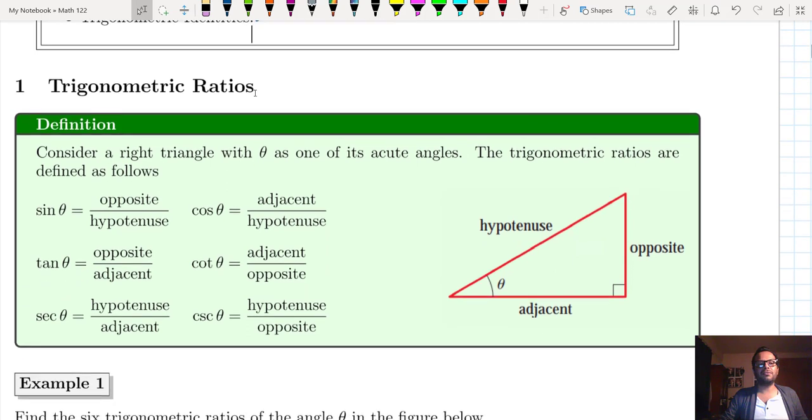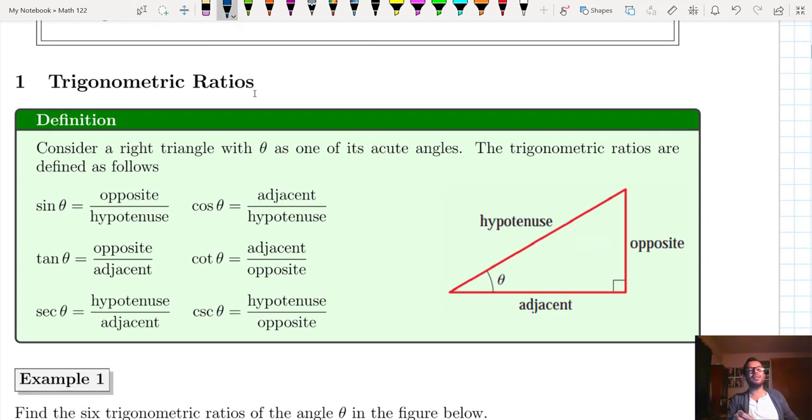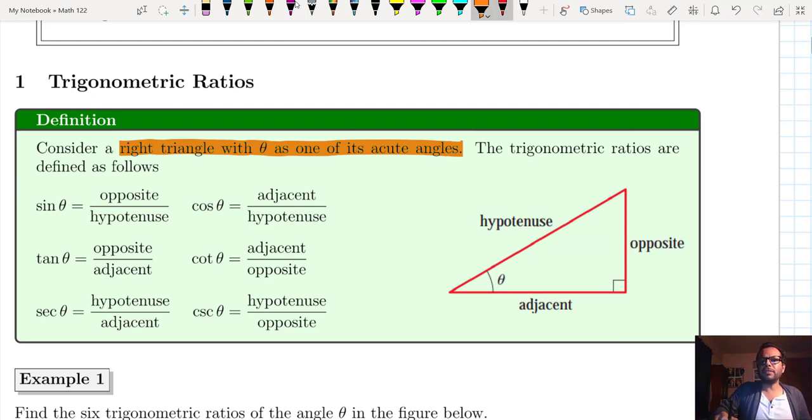First of all, let's define the trigonometric ratios. You might have heard of them, but where are they coming from? Well, first of all, you might want to consider a right triangle with theta as one of its acute angles. Keep in mind that in a right triangle like the one in the picture, we have the right angle, which is a 90-degree angle, and the other two angles are both acute, which is denoted here.